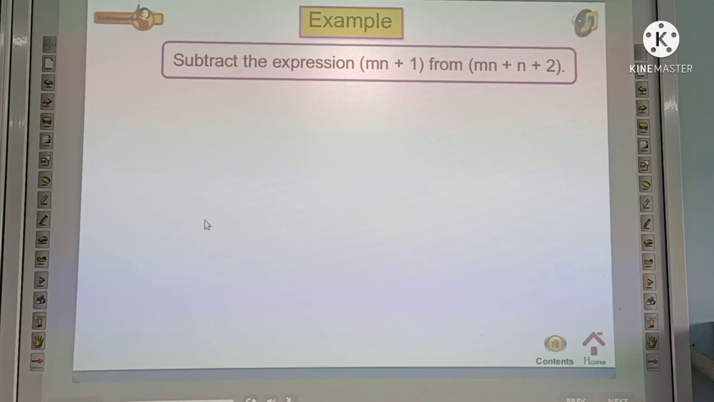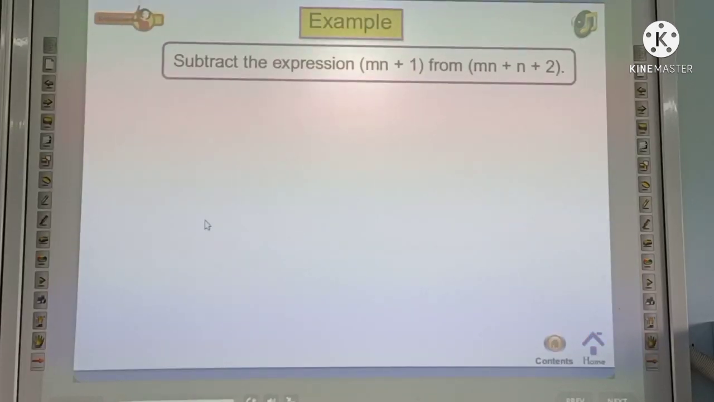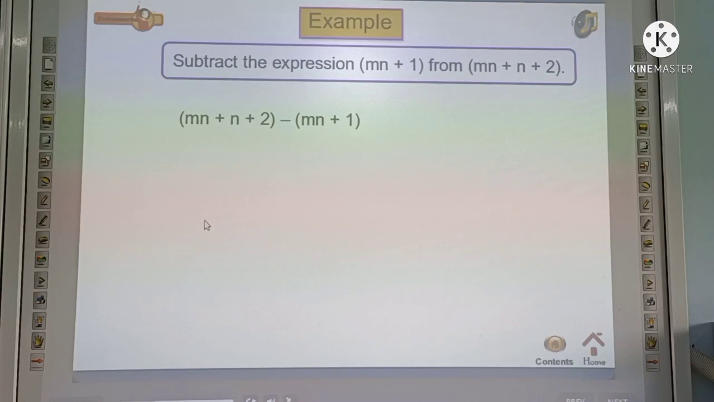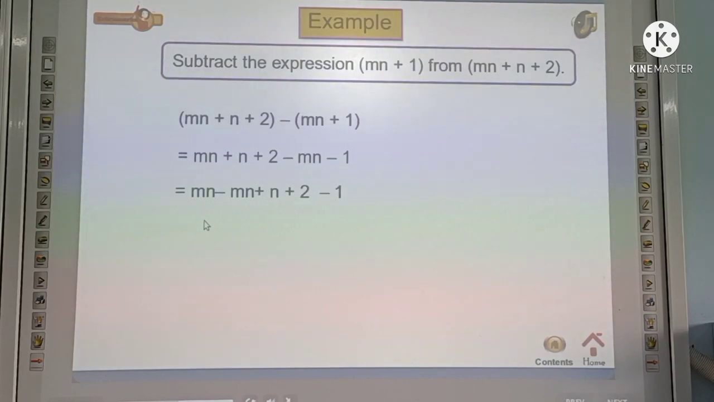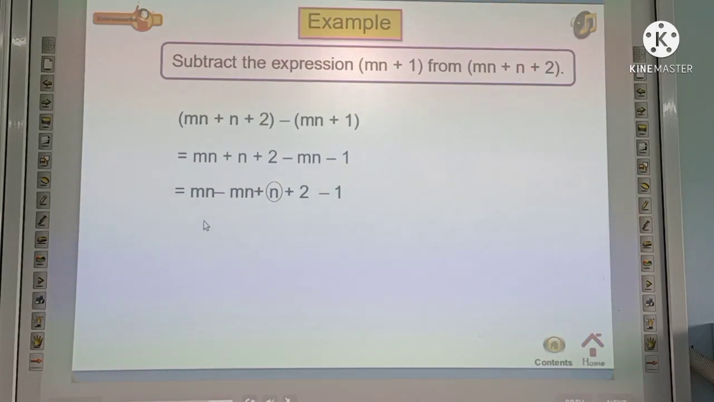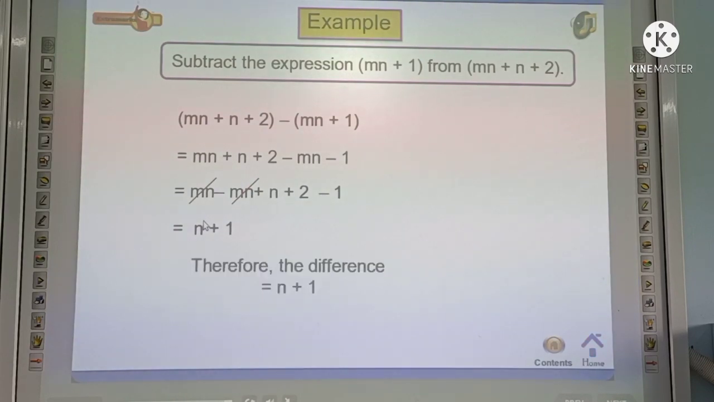Let us take one example to work out. Subtract the expression mn plus 1 from mn plus n plus 2. To solve this problem, we will first open the brackets as shown. Now we will rearrange the terms and put the like terms together. Look carefully how it is done. Now we have a single unlike term n, so it will be written as it is. And the constant term is simplified as shown. Therefore, the required difference is n plus 1.